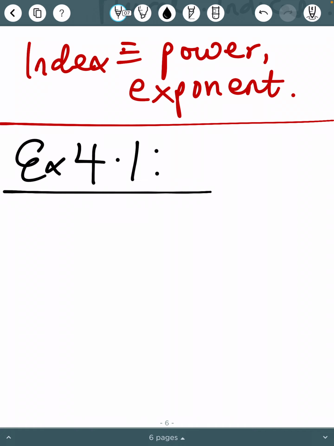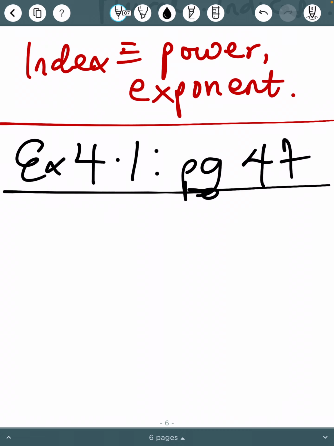This exercise is on page 47 in the reference that I'm using. I like this textbook a lot. It's a brilliant textbook. You will know it when you see the questions. This exercise is exercise 4.1. It says write the following in standard form.